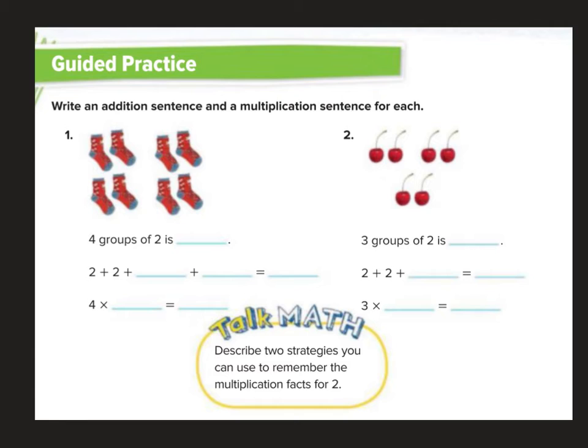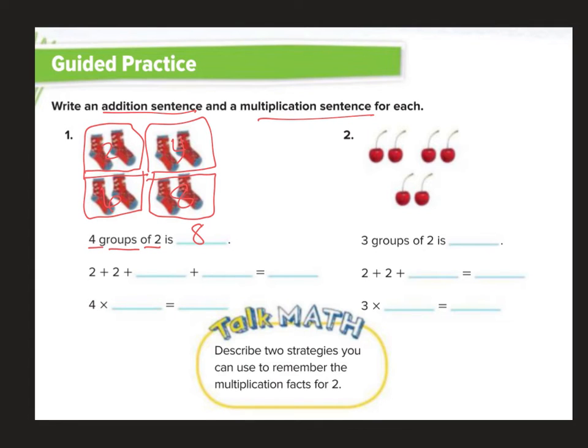Okay, so here's our guided practice. Write an addition sentence and a multiplication sentence for each. So if I look down here, I see 4 groups of 2. So I have 1, 2, 3, and 4. 4 groups of 2 is 2, 4, 6, 8. If I'm counting them up, it is 8. So if I need to write an addition sentence and a multiplication sentence, I would do 2 plus 2 plus 2 plus 2 is 8. Or 4 times 2 is 8, because I have 4 groups of 2.